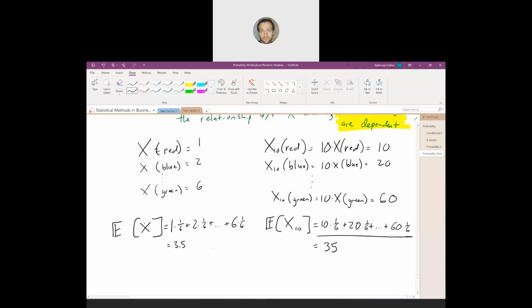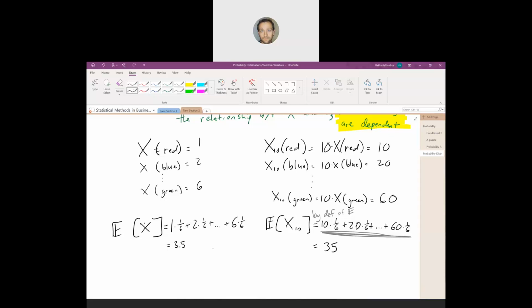So we calculate it using the definition of expectation here. I'll put here by definition. So that's by definition of expectation that we have this.